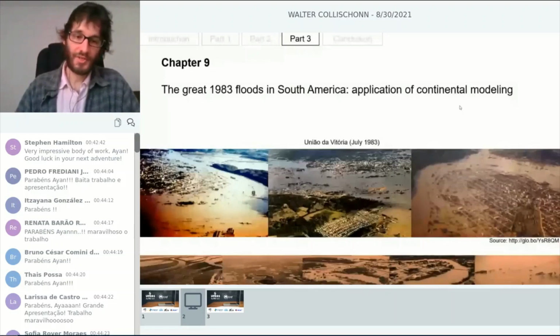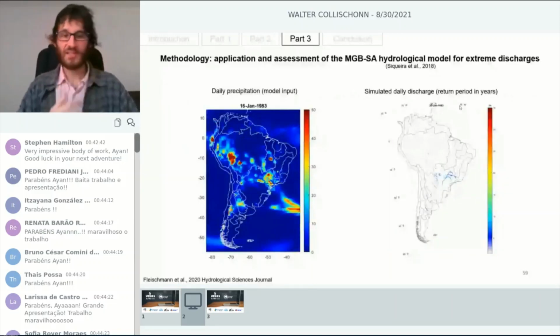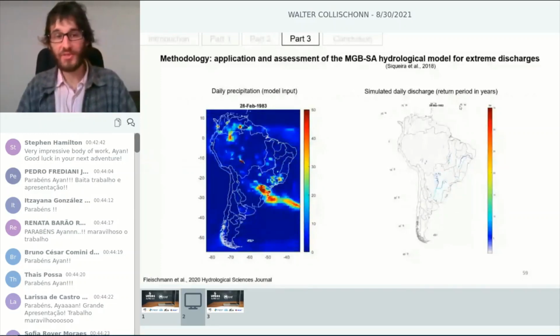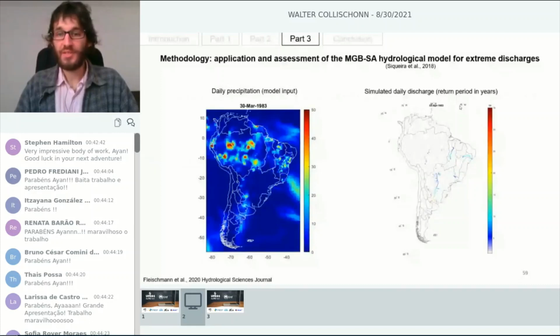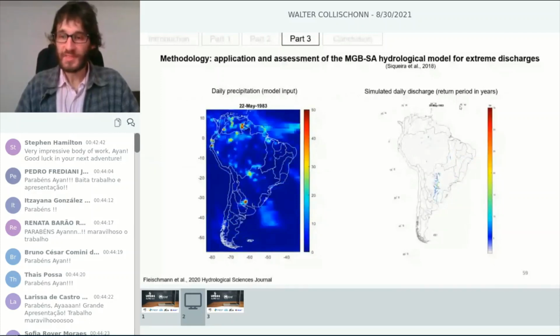So here, in this slide, I showed some pictures of União da Vitória in Paraná for the July 83 big flood. To understand the dynamics of the 83 floods, we applied and assessed the MGB Continental Scale Hydrological Model, developed by Siqueira and collaborators, for extreme discharges.